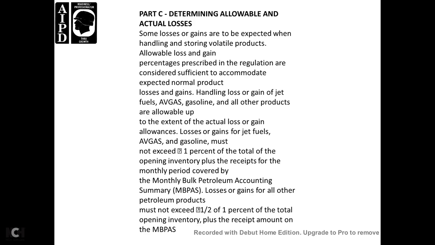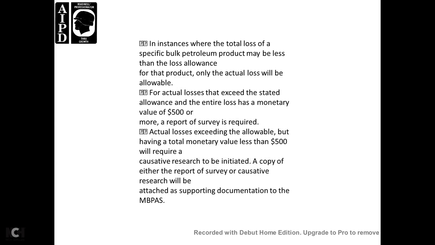of the total of the operating inventory plus the receipts for the monthly period covered by the monthly bulk petroleum accounting summary. Loss or gain for all other petroleum products must not exceed 1/2 of 1% of the total of the operating inventory plus the receipt amount of the monthly bulk petroleum accounting summary. Instances of the total sum of loss of a specific bulk petroleum product may be allowed up to the loss allowance for that product.